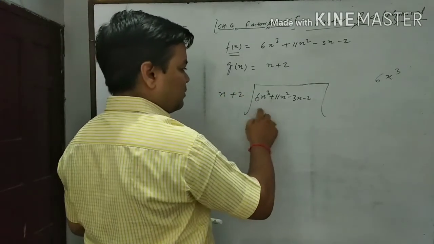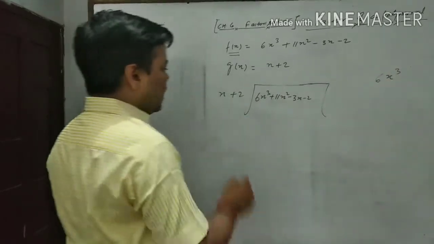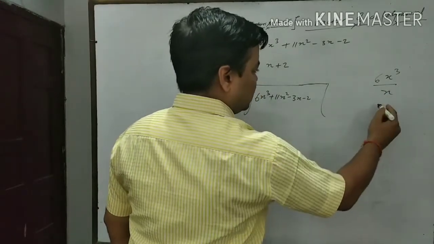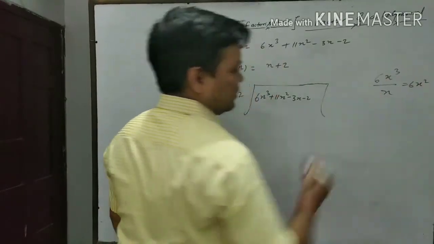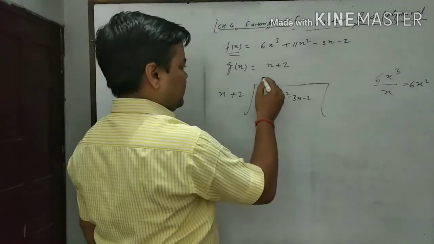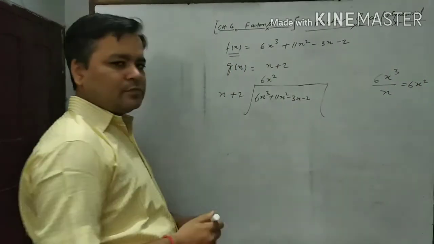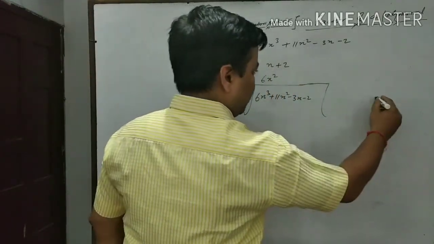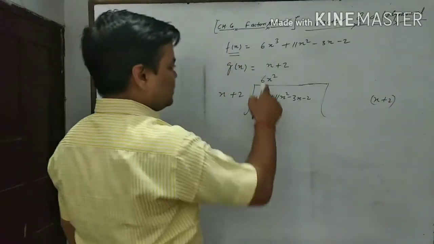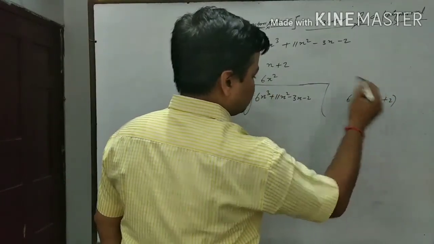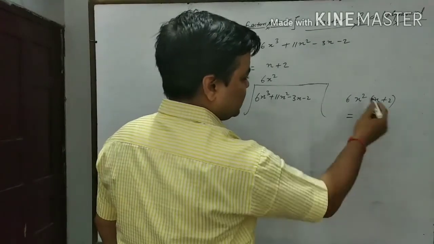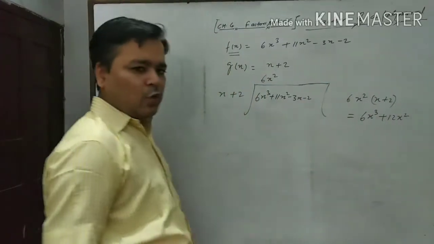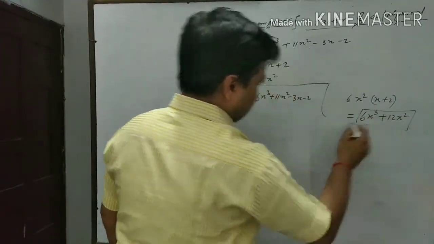Here the first term of the dividend is 6x cube, and the first term of the divisor is x. Now its value will be 6x square. Now put the 6x square here in the quotient. Now what do we do? We multiply x plus 2 by this quotient, 6x square. After multiplication we find its value will be 6x cube plus 12x square. Now put this value just below this.